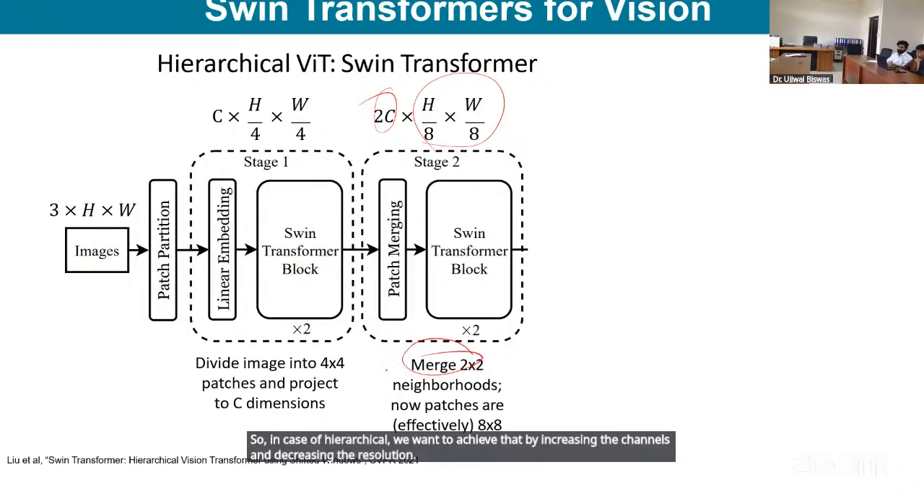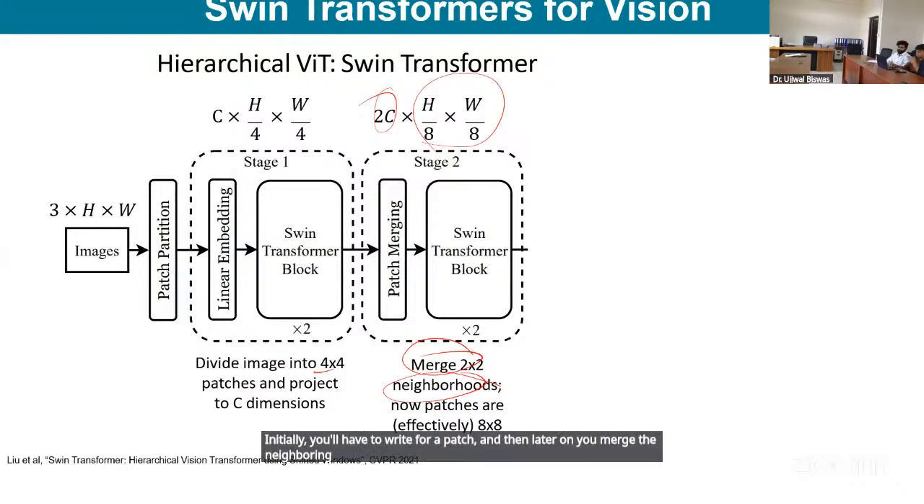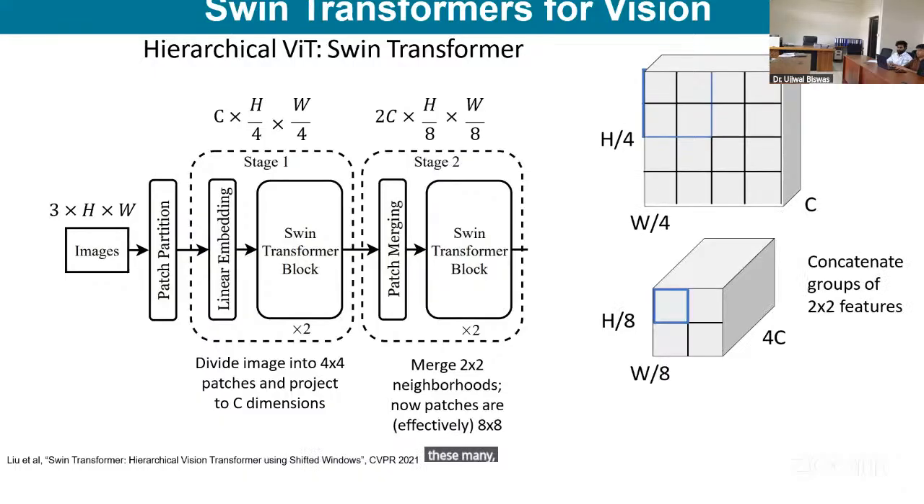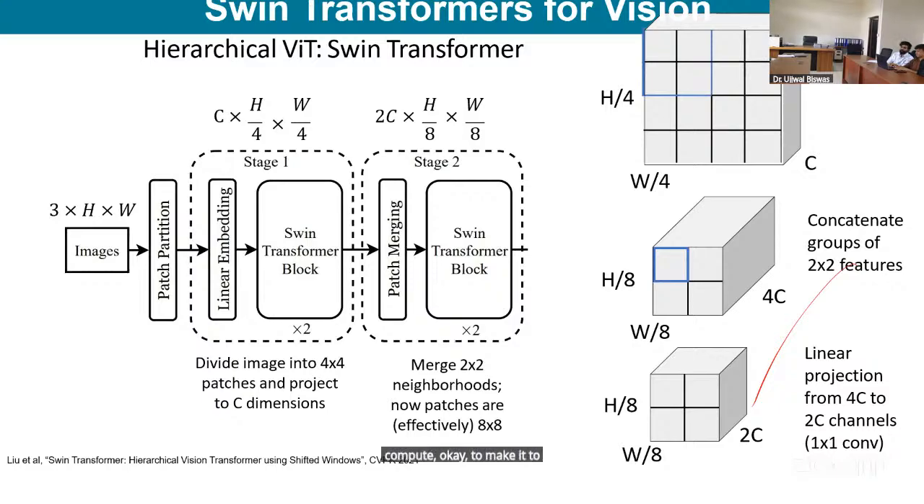You keep merging the neighborhood patches. Initially you'll have a 4 by 4 patch, and later on you merge the neighboring patches and make it 2 by 2, and so on. You can see it now behaves like a CNN. Initially you have this many patches, later on you have increased the number of channels like in CNN, and then we decrease the number of patches, the resolution. Finally, you can do a linear projection to make it a manageable level of channels, and so on.